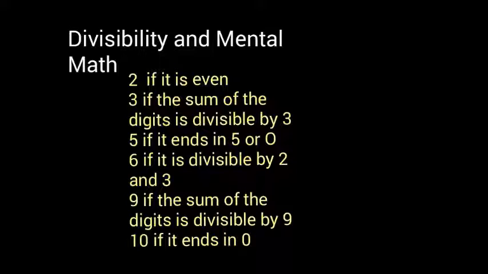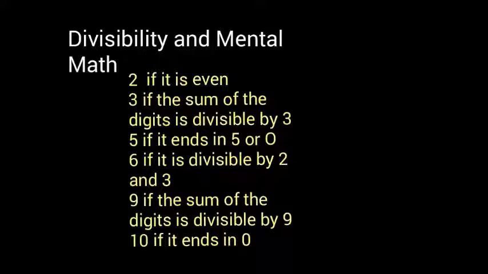Divisibility in mental math. To test whether or not something is divisible, you have to follow these rules. It's divisible by 2 if it is an even number. It's divisible by 3 if the sum of the digits is divisible by 3. Divisible by 5 if it ends in a 5 or 0. Divisible by 6 if it's divisible by 2 and 3.